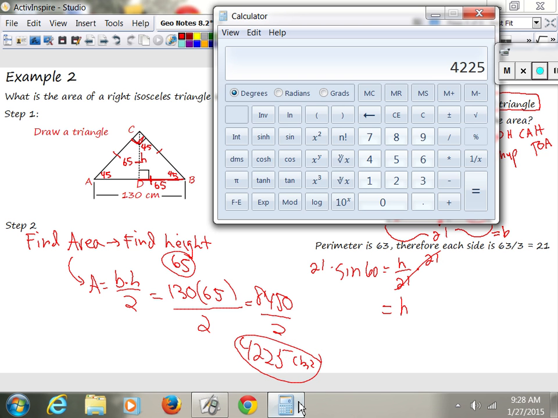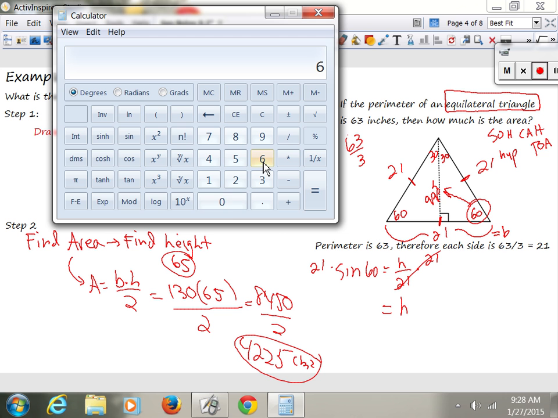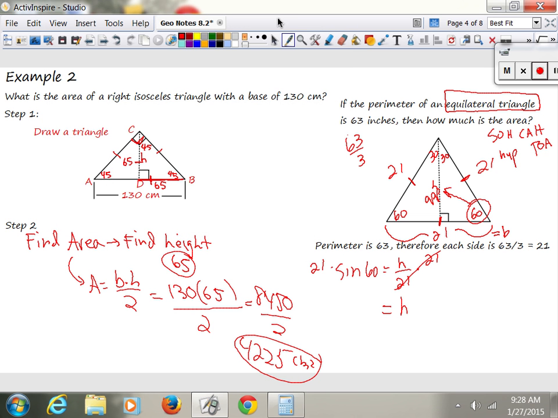So in the calculator, I'm gonna put in 60 and find out the sine of 60, 0.866, and then I'm gonna times that by 21. And I get 18.2 as my H. 18.2 is my H. So for my area, my base is 21, my height is 18.2, divided by 2. I found my base and I found my height. And so I just multiply base times height divided by 2.